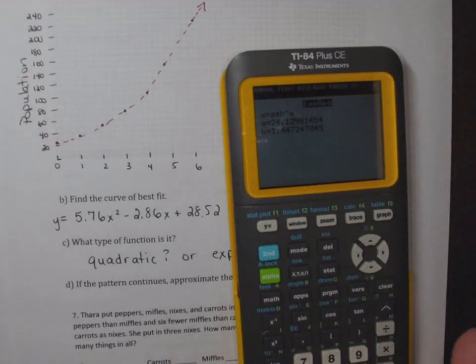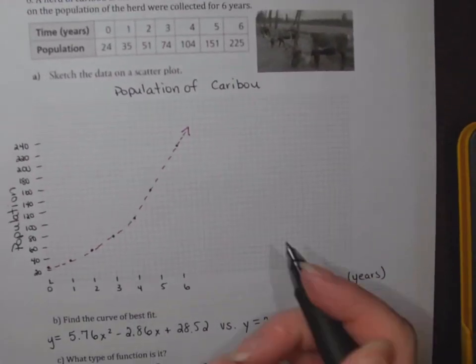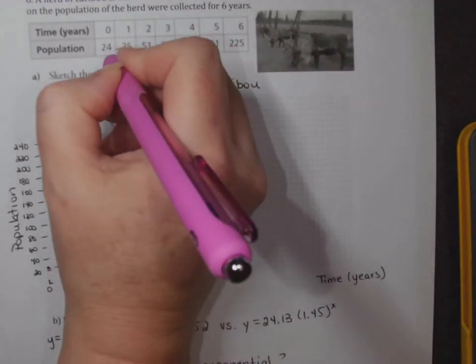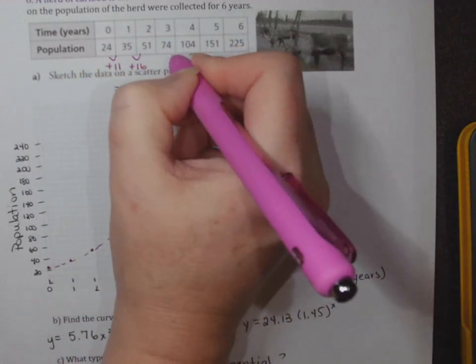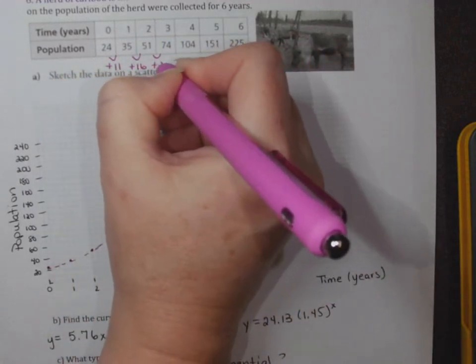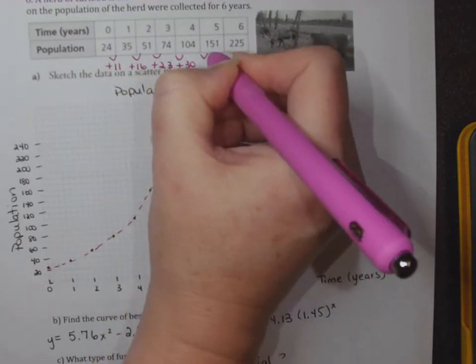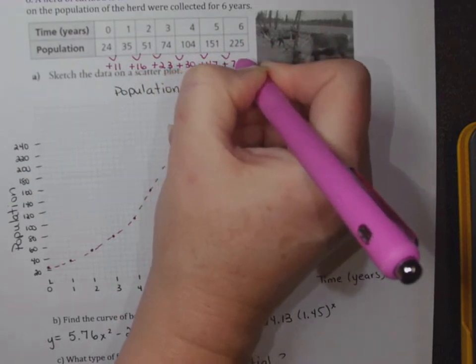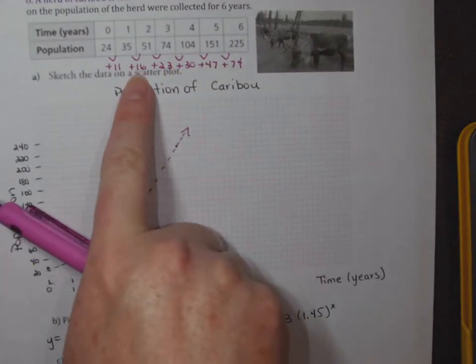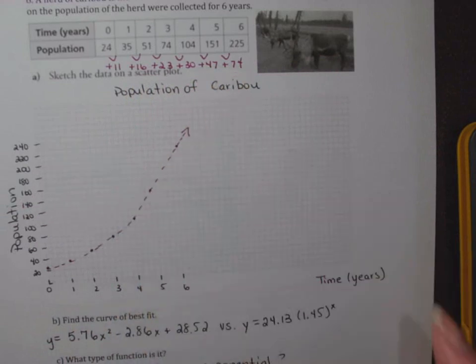Okay. So this one's kind of close, and again, you could go up here and do some figuring, right? From here to here, we added 11. From here to here, we added 16, added 23, added 30, added 47, added 74. Started off somewhat steady, but then notice it's growing by leaps and bounds here.